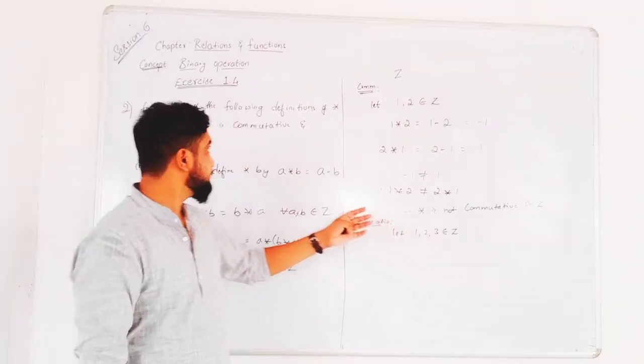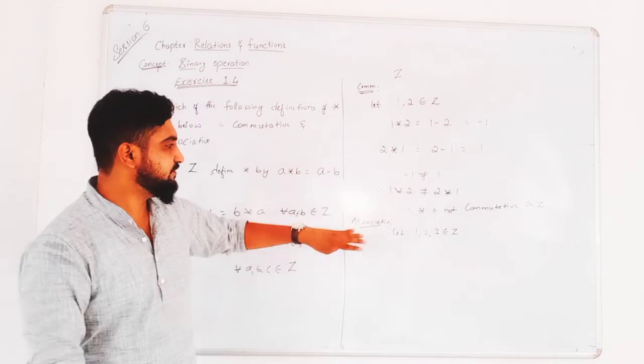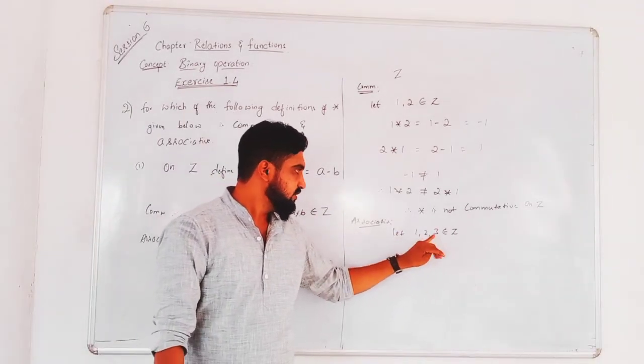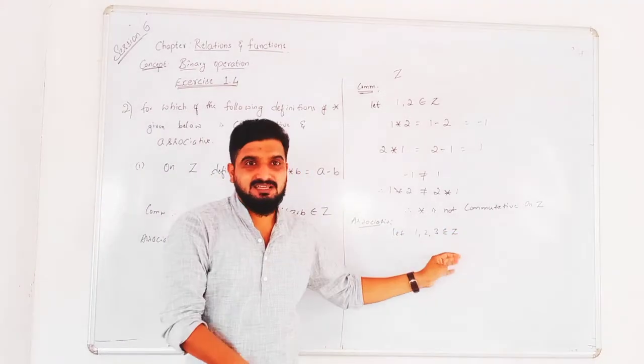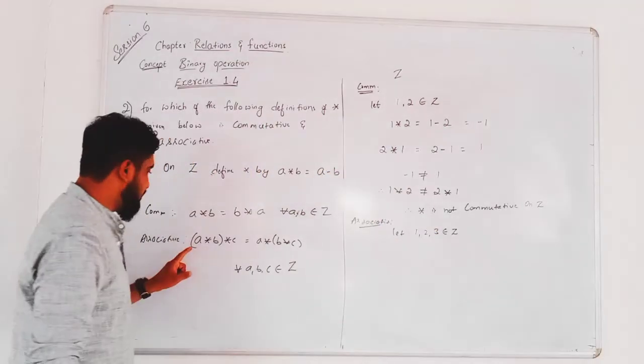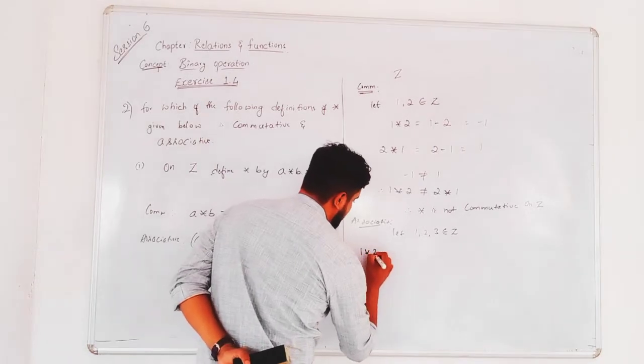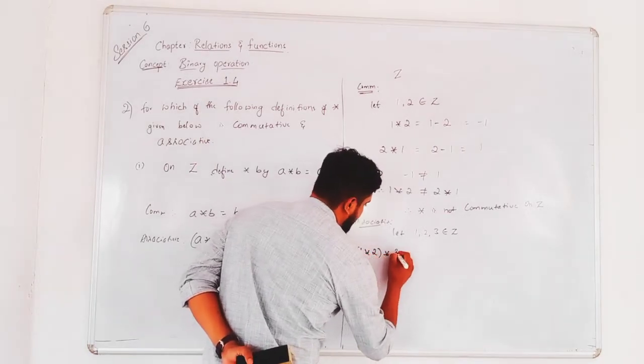You can choose positive, negative, or anything. For the purpose of getting the answer easily, I am taking only positive numbers here. Okay, so I have to apply this property here now. What is 1 star 2 star 3? 1 star 2 star 3.